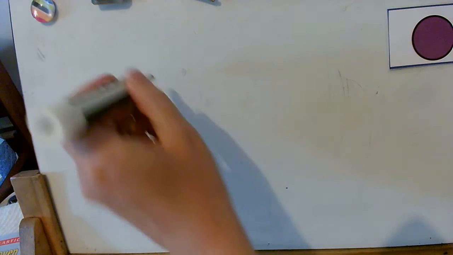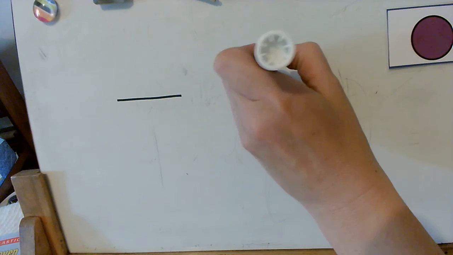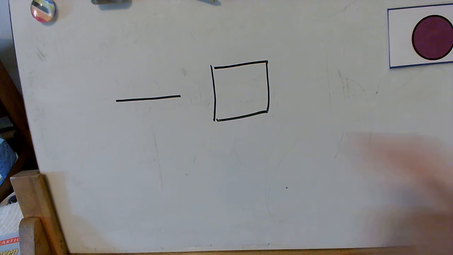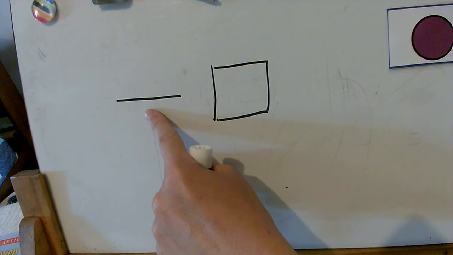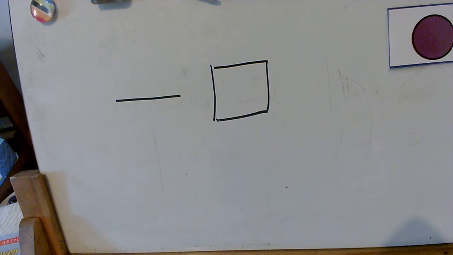Okay, so we're going to come over to the whiteboard and I'm going to show you something. I want you to look at what I drew here, and then I want you to look at what I drew here. This is a line. This is a shape. What is the difference between a line and a shape?